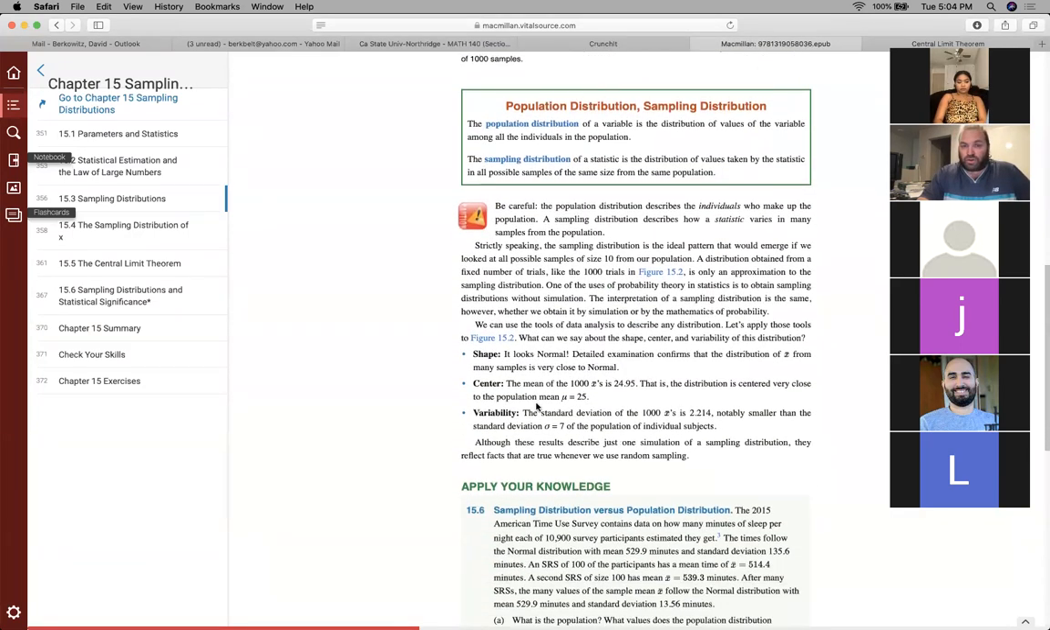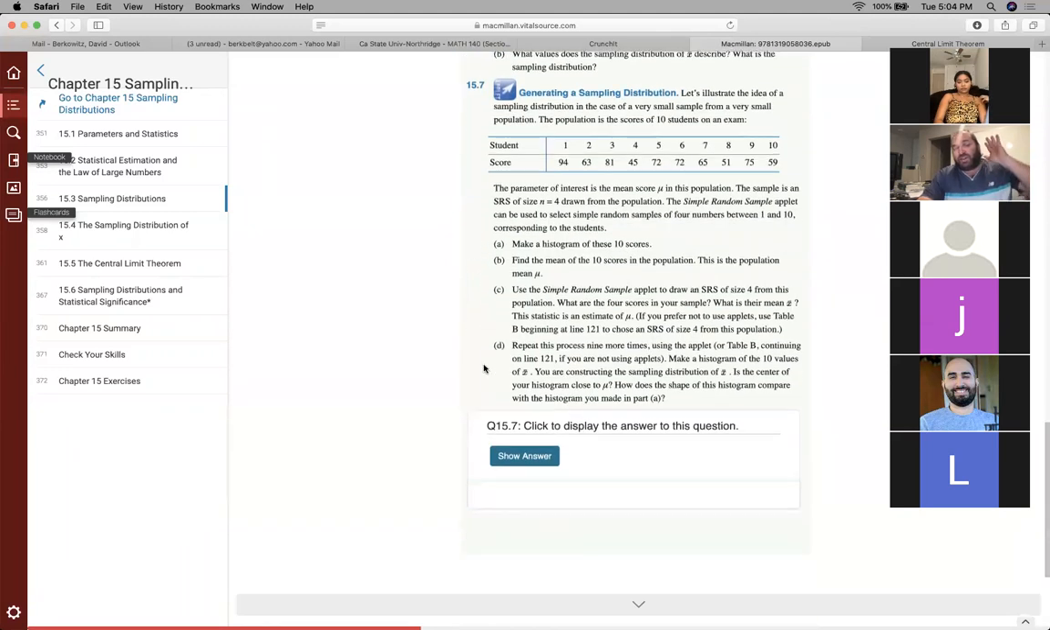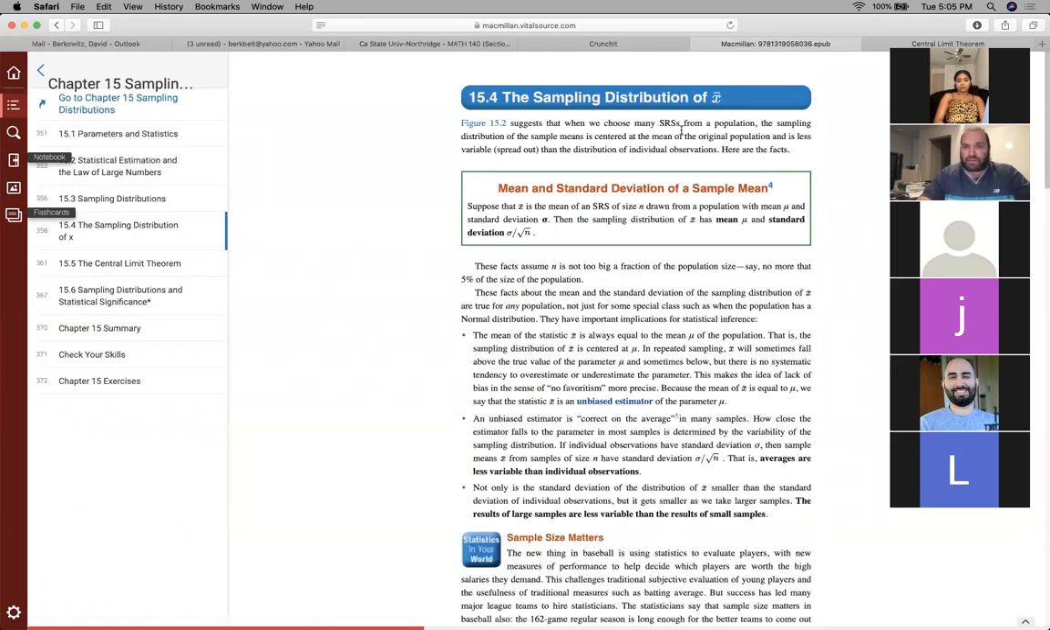And we're going to talk about its center, its variability, all the things that we analyzed in the first few chapters. We can ask the same questions about the sampling distribution. But luckily, we don't have to, because we're going to have formulas, and the formulas will give us all the answers. So let's jump right into the very first one, the sampling distribution of X bar, okay?